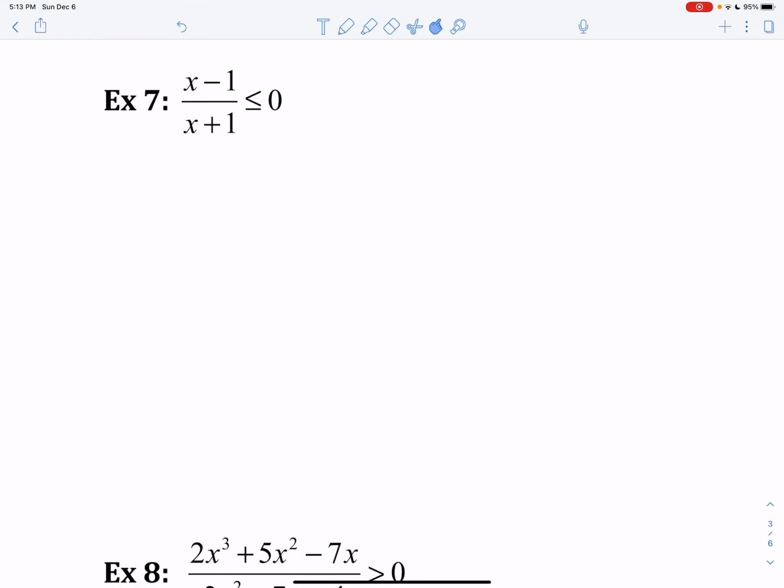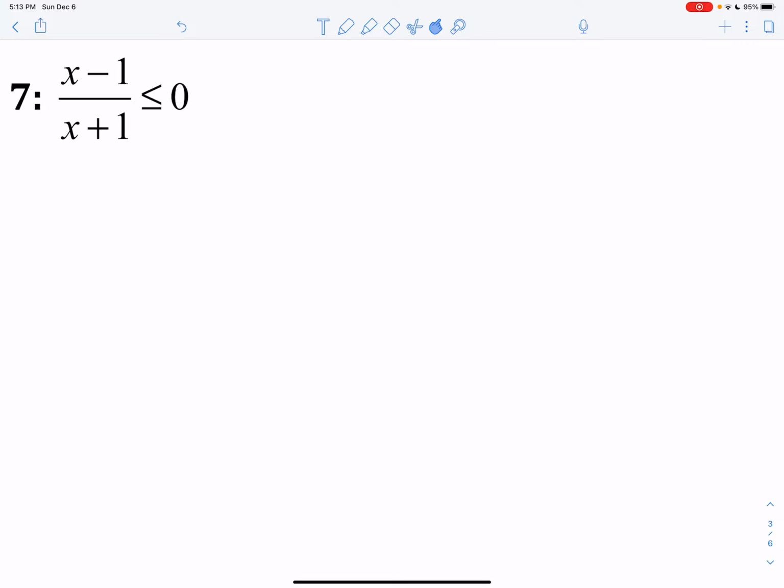Okay, gentlemen, we are continuing with our inequalities. We're going to do a rational. We may or may not have done this, I'm just going to do it one more time. So similar to our polynomials with our inequalities, we need to find our x-intercepts, our critical key numbers.